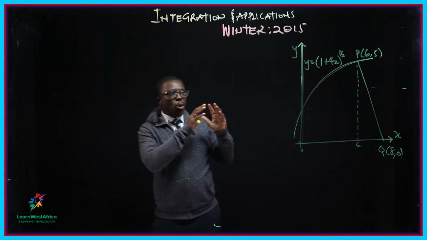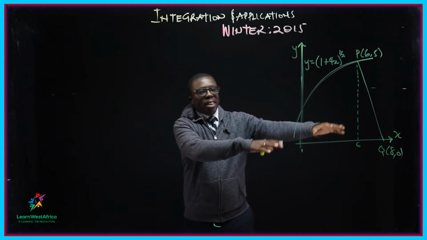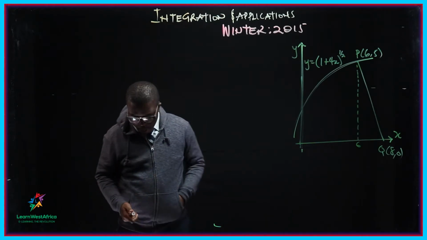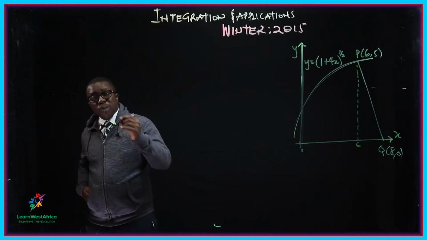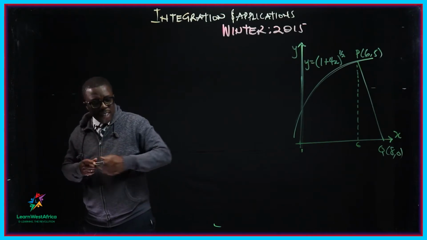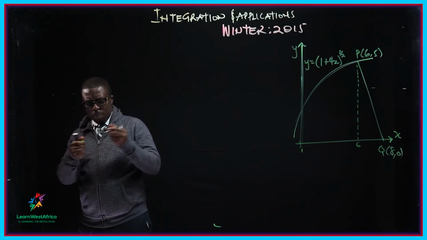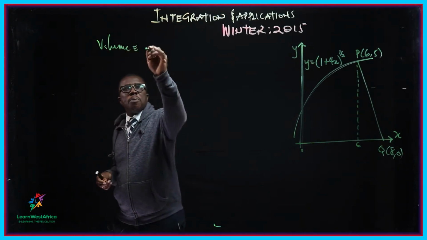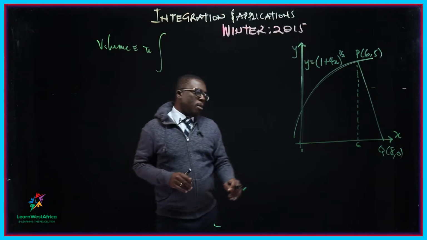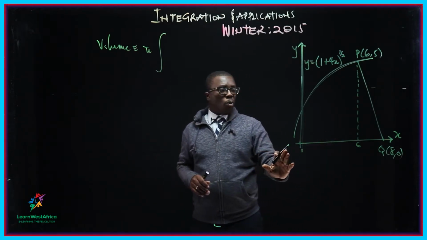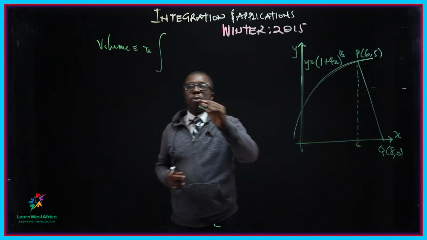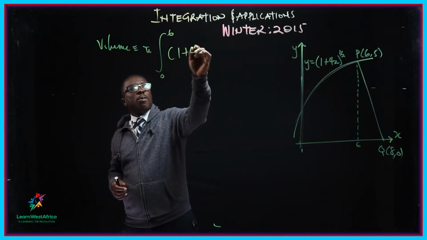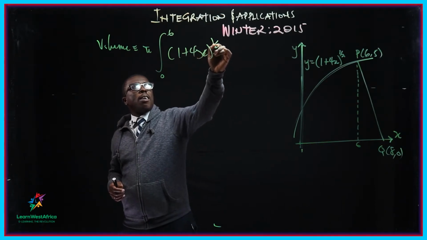Now let's look for the volume created on this side by the curve from 0 to 6. How do we do that? It should be apparent that we want to find the volume. That volume is going to be pi times the integral from 0 to 6. 0 becomes your lower limit, that's where you are starting, to your upper limit 6. The equation of the curve is 1 plus 4x raised to the power half, dx.